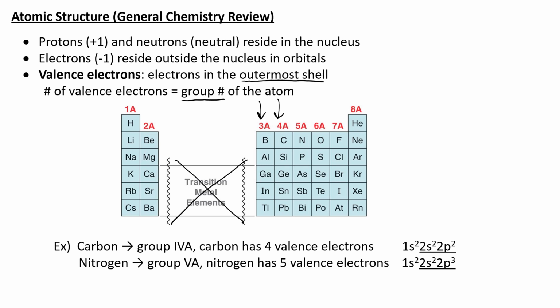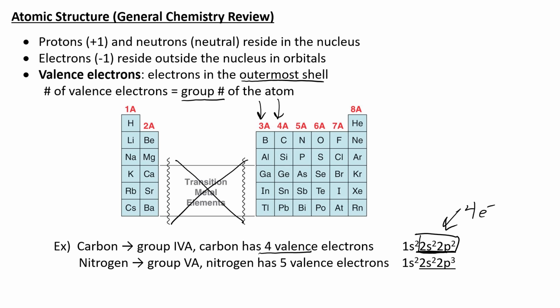For example, the carbon group, which is group 4, right? Group 4, so it has 4 valence electrons. If we look at the electron configuration and identify the outermost electrons, right? Electrons in the outermost shell, so the second shell is your outermost shell. How many electrons are in there? 2 plus 2 gives me 4 electrons.